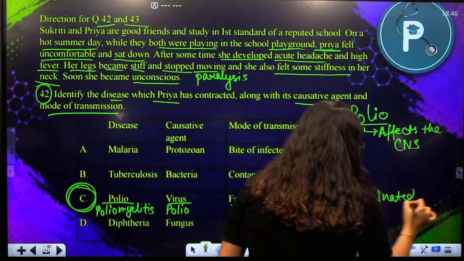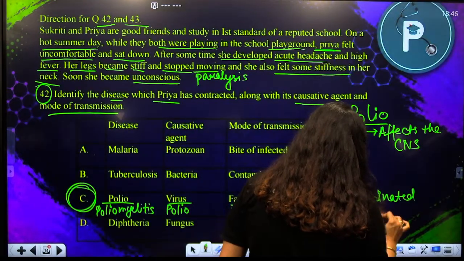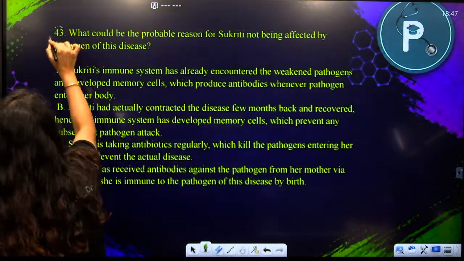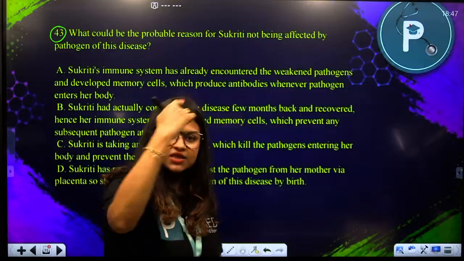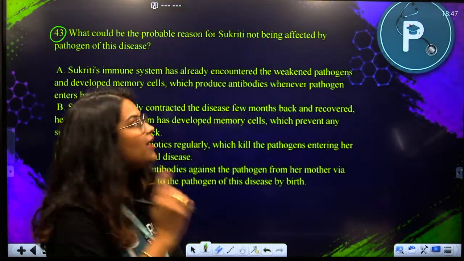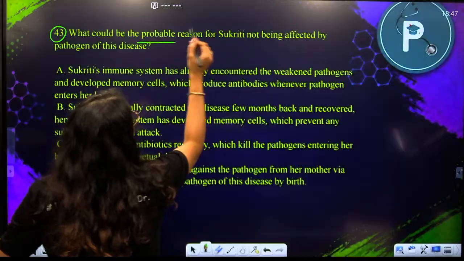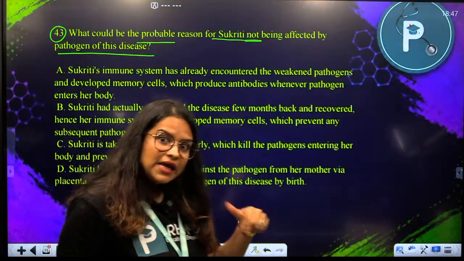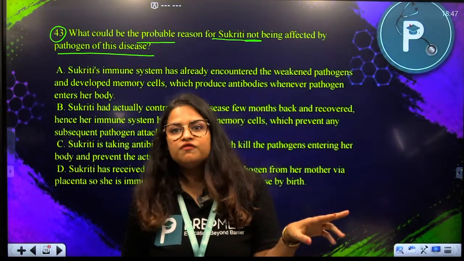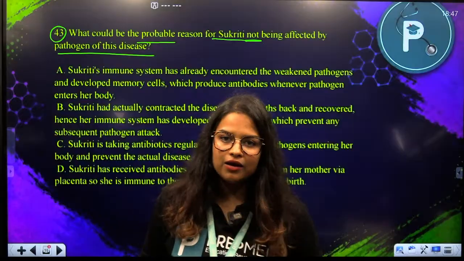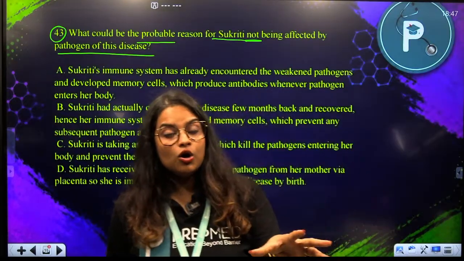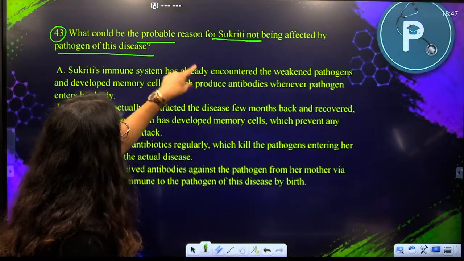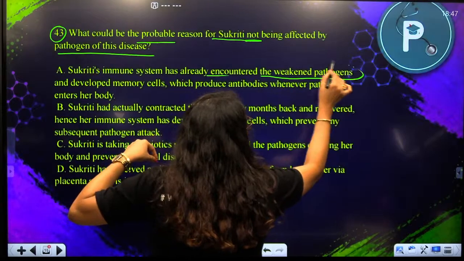Now, moving on to question number 43, based on the same condition that we just studied. They are asking, what could be the probable reason for Sukriti not being affected by the pathogen of this disease? Priya was suffering from that disease, right? Both of them were playing on a hot summer day in their school playground, but Priya got affected and Sukriti did not. Why? Sukriti's immune system has already encountered the weakened pathogen.